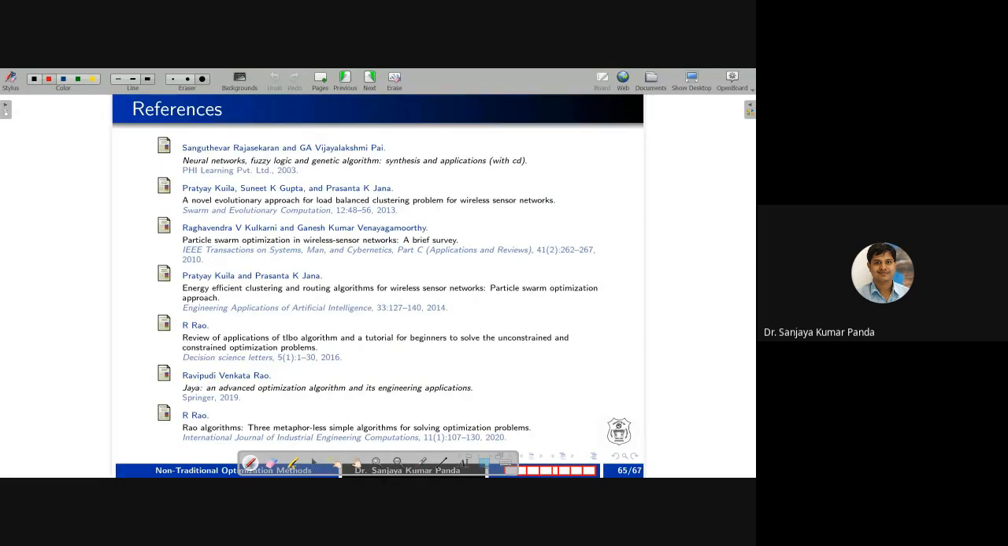And if you want to know more about this, I request you to refer to this particular book, which is published by PHI Learning Private Limited. A very nice book that discusses the genetic algorithm. In fact, the slides are also part of this book. And if you want a research article, you can refer to this article. It's a nice article in the field of wireless sensor networks to solve the load balanced clustering problem. It is published in a good journal, having good citations also. So you can refer to this paper. You will know more about the genetic algorithm.